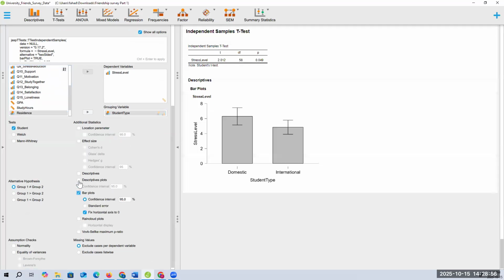Bar plots may be helpful here. And you can see, well, international students show lower stress level than domestic students.